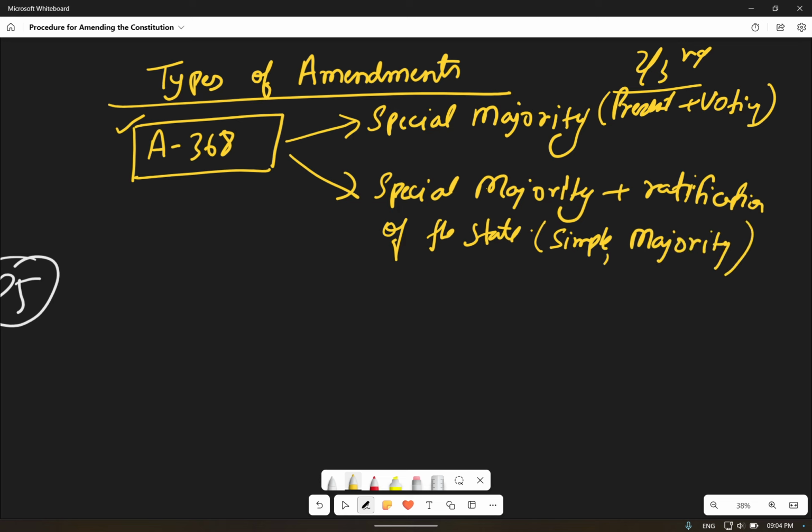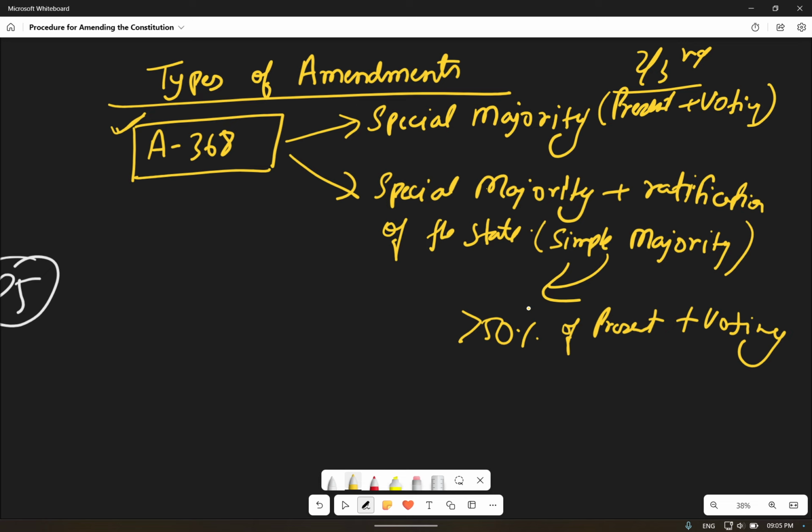And what is a simple majority? Greater than 50% of present and voting. I have discussed these types of majority completely in a separate lecture. You can go through it and then you will understand. Just search majority by Dipankar Devraj, you will be able to find it. So there are two types of amendments through Article 368.